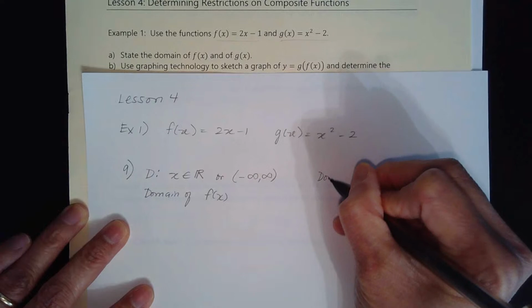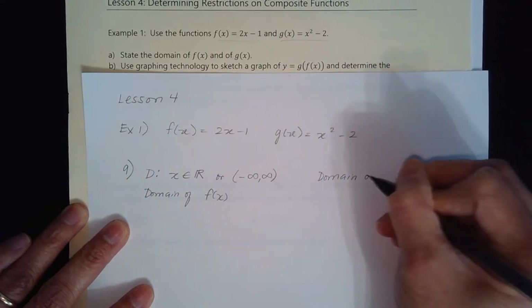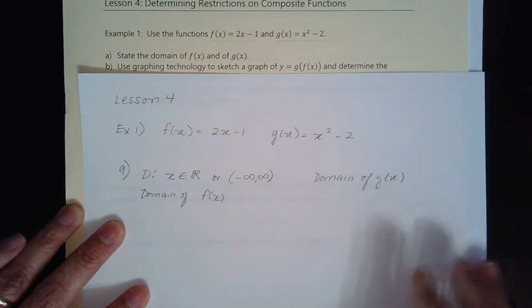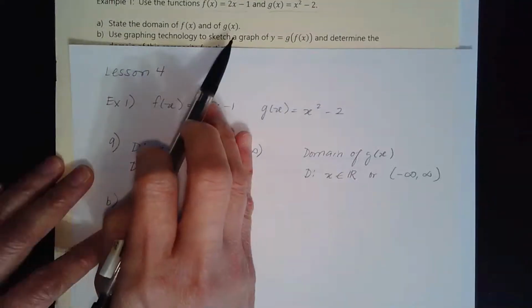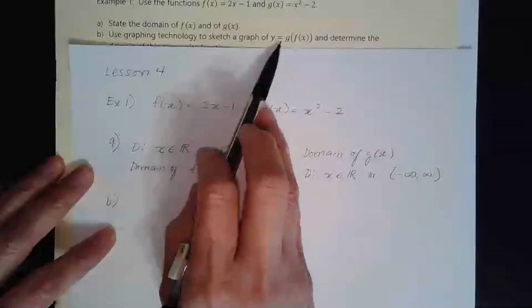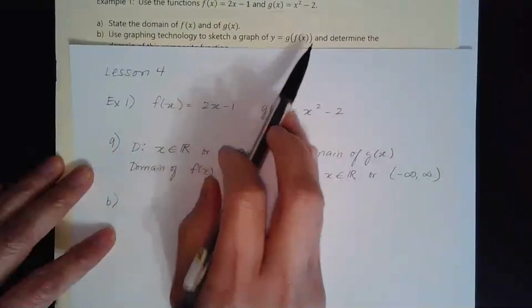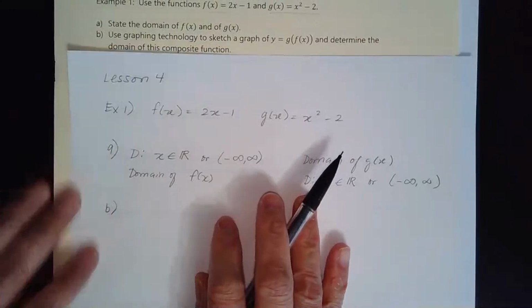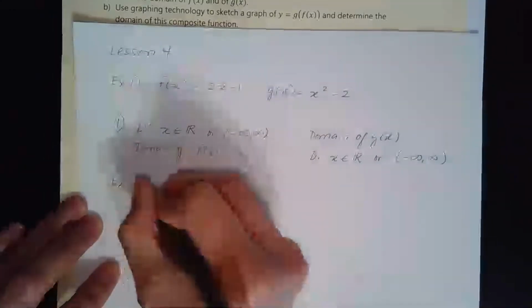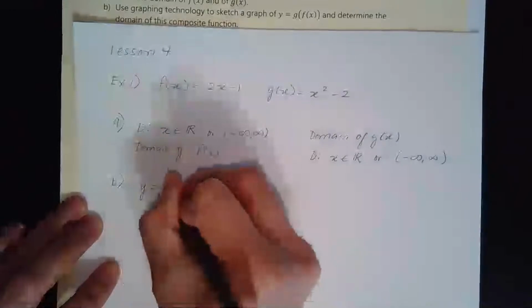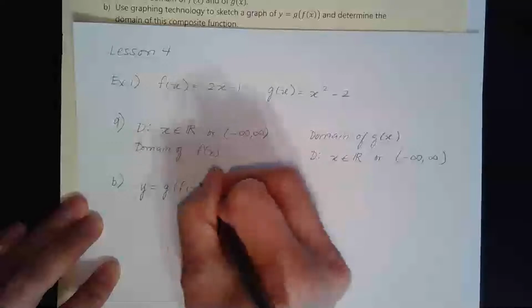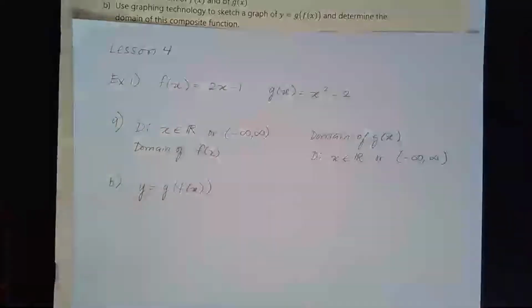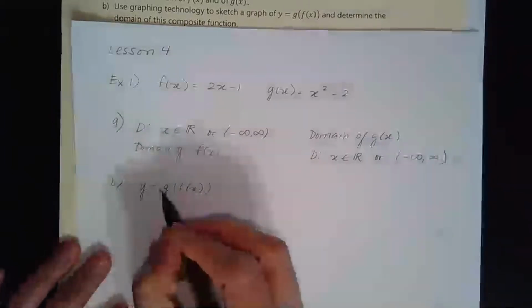Now, for the domain of g of x, we can see that this is equal to the same. Next, sketch y equals g of f of x and determine the domain of its composite. So what we're going to do is figure out the explicit equation of g of f of x. Let's go ahead and do that.